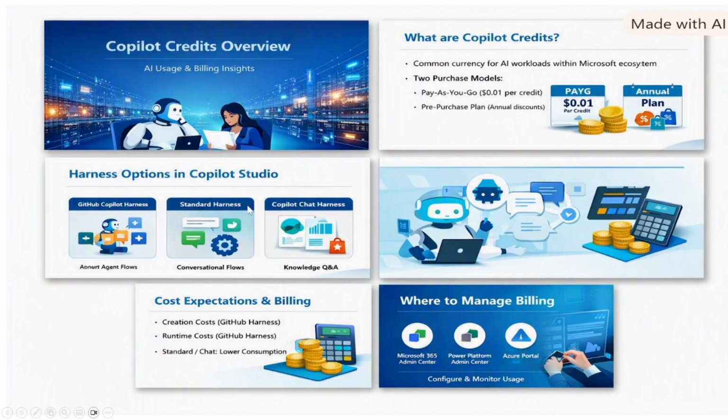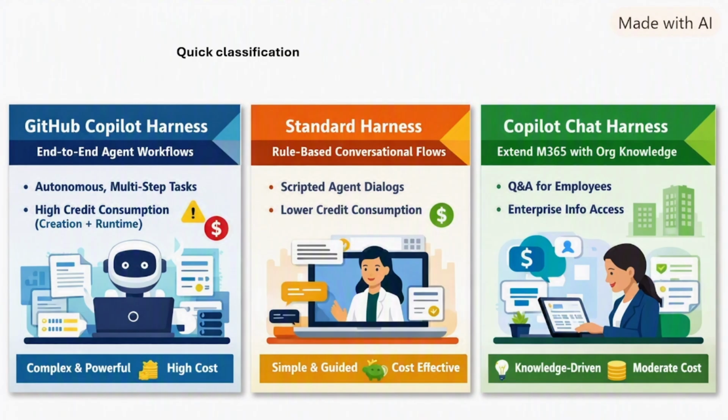So, harness options in Copilot Studio, which we just walked through: the GitHub Copilot, standard, and the Copilot chat. I'll directly jump into how to manage cost expectations and billing. If your agents are developed with the GitHub Copilot harness, then make sure you account for the creation cost, the runtime cost, and the standard or chat lower consumption. There is always a creation cost and a runtime cost, which I will quickly demo as well. So this is a quick classification.